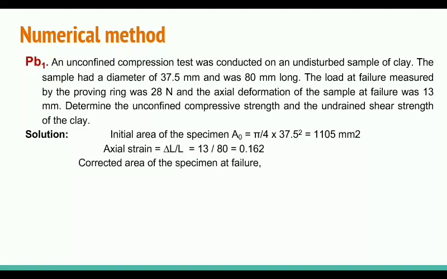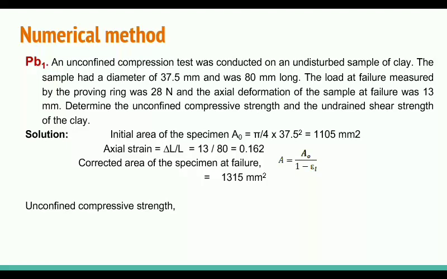The corrected area of the specimen at failure we can calculate, because that area changes every time. We calculate it using the formula A is equal to A0 divided by 1 minus epsilon L, where epsilon L denotes the axial strain. By putting in all the values, we get 1315 mm square. So the initial area was 1105, now it is 1315, which means the area has increased.